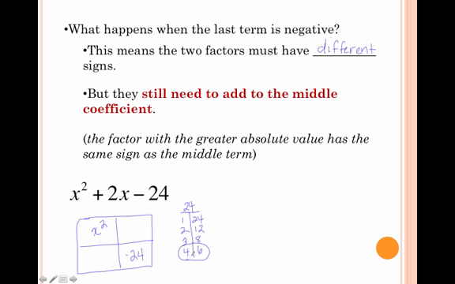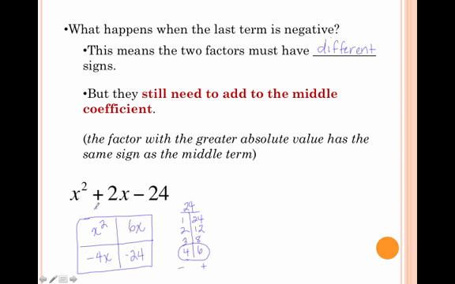Well, if I have a negative 4 and a positive 6, that will give me a positive 2. If I add negative 4 and positive 6, that gives me a positive 2. So I know I need a positive 6 and a negative 4. Okay? Because by adding these two together, I get a positive 2x. And by multiplying those two numbers, 6 and negative 4, I get a negative 24.